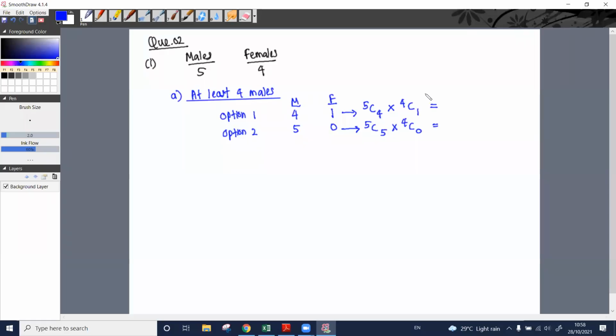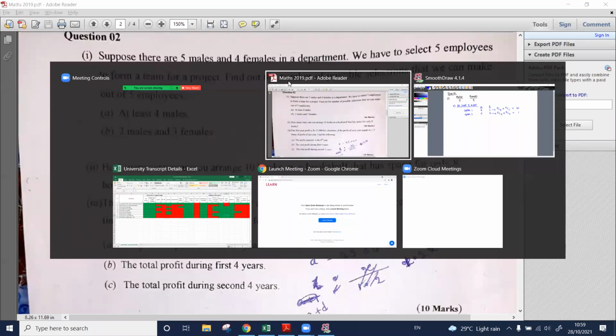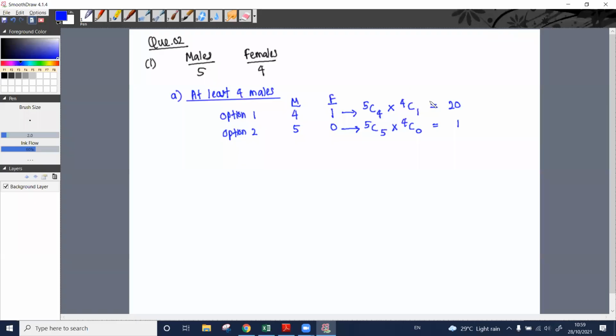If we take option number 1, how many ways are there? 20 ways. If we go with option number 2, how many ways are there? Only 1 way. But we need to find the total number of ways, right? Find out the number of all possible selections that we can make.